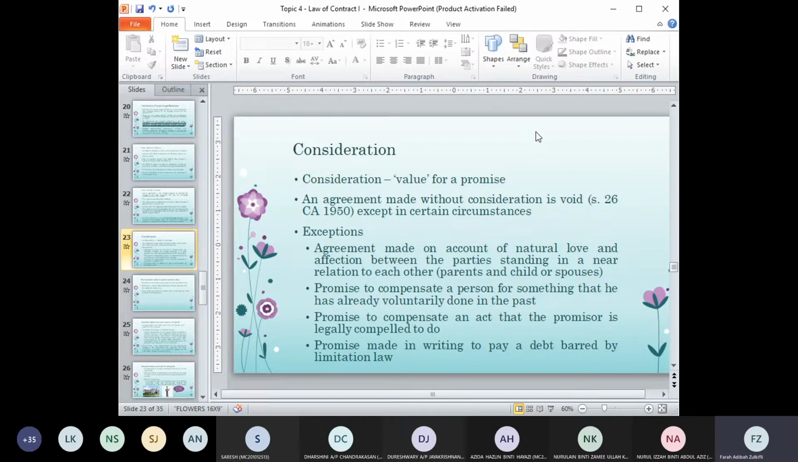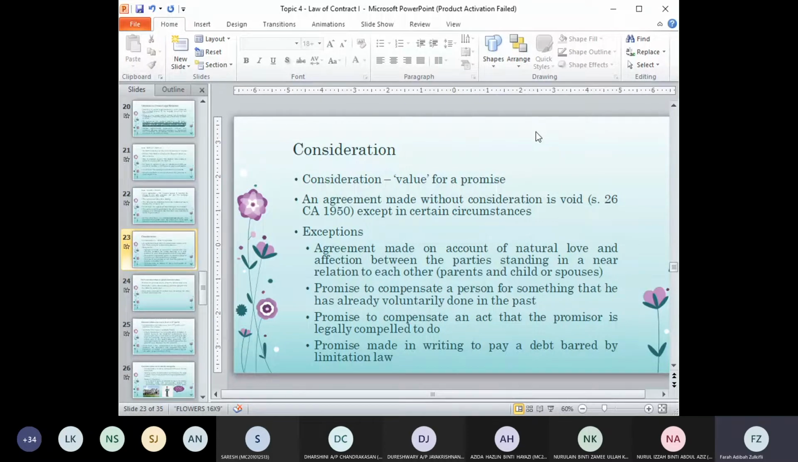The third exception is promise to compensate an act that the promisor is legally compelled to do. For example, if a policeman saves you, if a policeman helps you settle a case, he is doing his job because he is legally compelled to help a citizen who has any problems with the criminal law. But after that, if you have promised to pay him for what he had done and you did not pay that, the other person can take action against you because it falls under the third exception. The fourth exception is promise to pay a debt barred by limitation law.